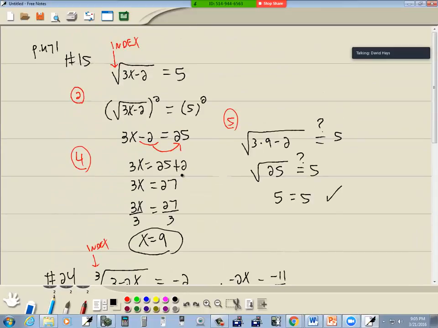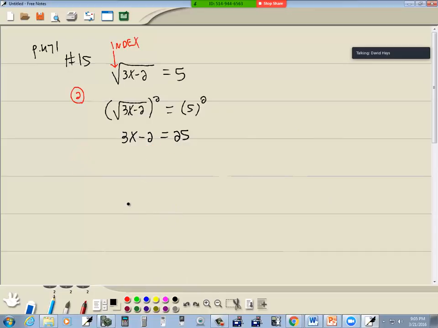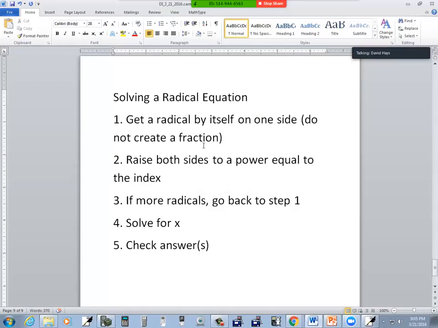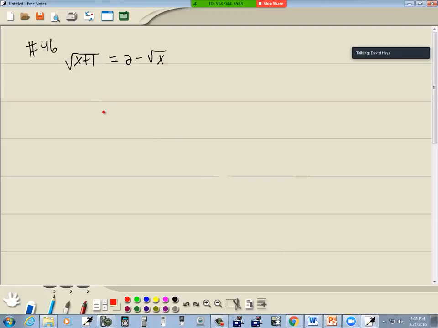Okay, let's look at one more of those. And this was a specific type that you needed to know, where you have 2 radicals. So let's see how to handle that. Step 1 says get a radical by itself on one side. Well, this one's by itself. Nothing in front of it, nothing after it.